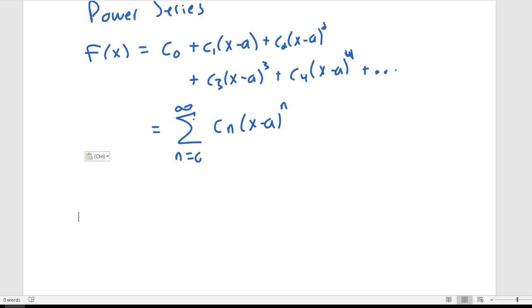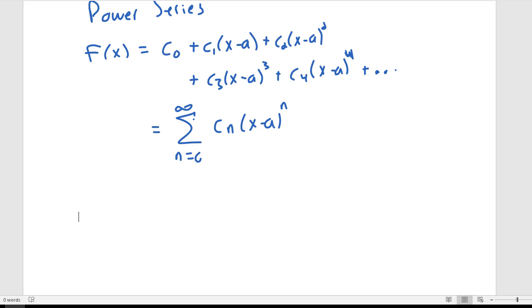So in order to do that, we're going to specify a couple things. What we would want is for this function to equal itself in all possible scenarios. In other words, I would want the function to equal itself. I would want the derivative of the function to equal the derivative of the series. I would want the second derivative of the function to equal the second derivative of the series, so on and so forth. I would want the third derivative of the function to equal the third derivative of the series.